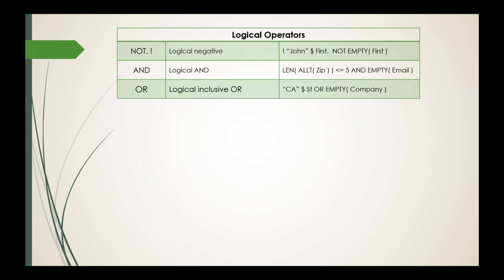Next, we have our logical and. This is going to take two expressions, and if they are both true, then it's going to return true. So here we have len, which is our length, altrim zip is less than or equal to 5. So as long as our zip field is 5 characters or under, and empty email. If the length of the zip code is less than or equal to 5, and the email field is empty, this would return true. If either of those were false, it would return the entire thing as false.